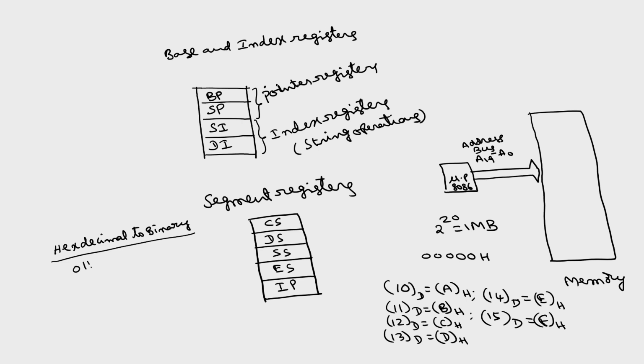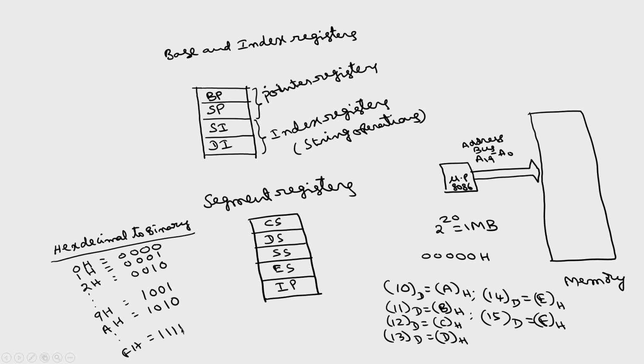If it is 0H, you have to write the 4-bit binary equivalent. This is binary. 1H will be 0001, 2H will be 0010, and so on up to 9H, which will be 1001. A in hexadecimal will be 1010. Similarly, F means 1111.